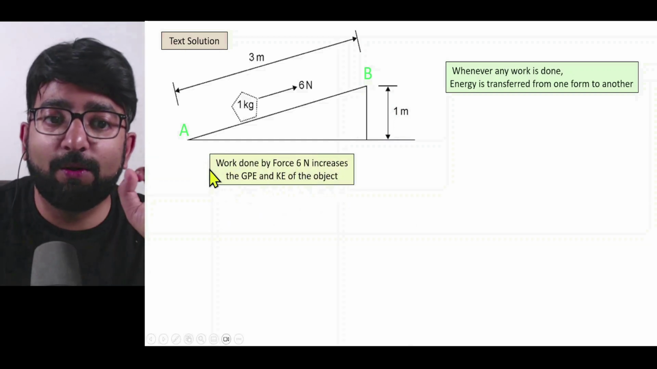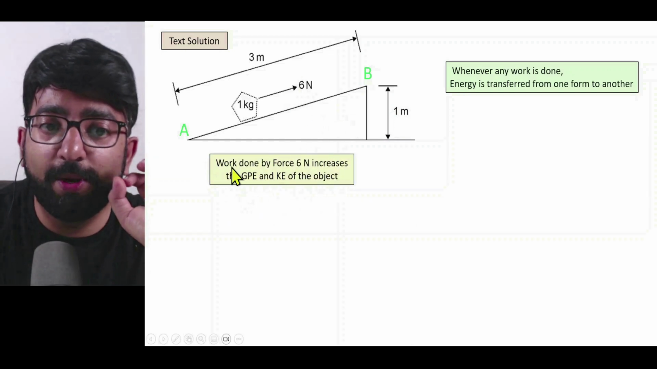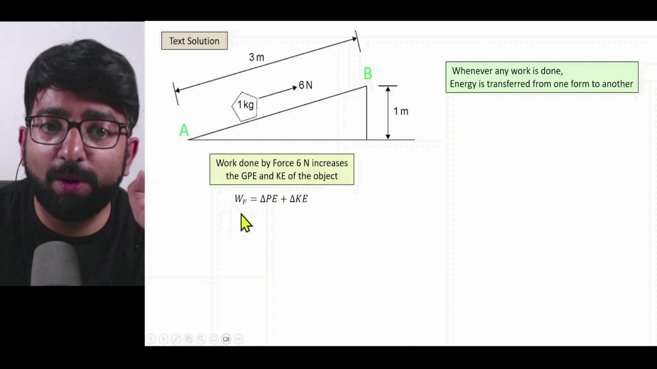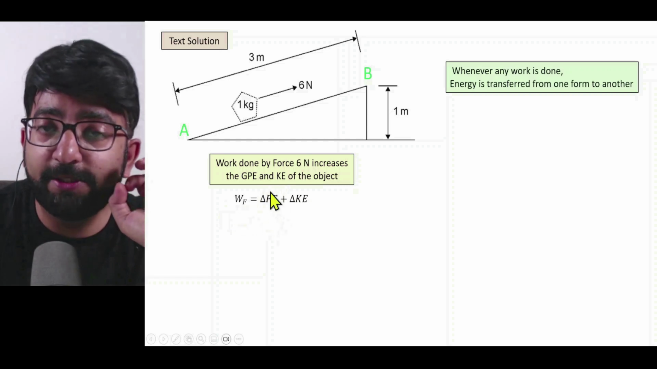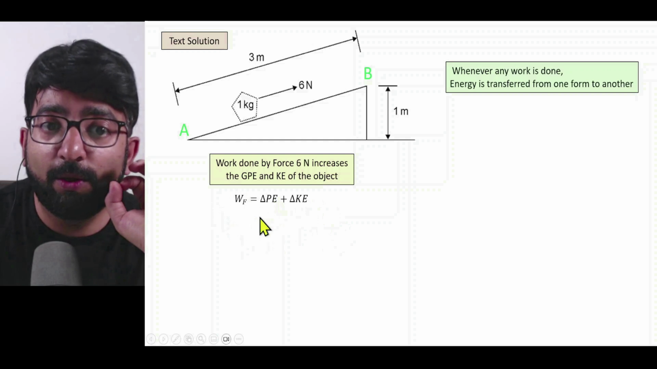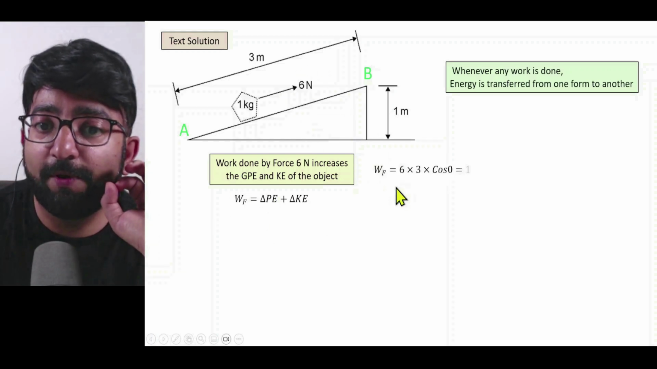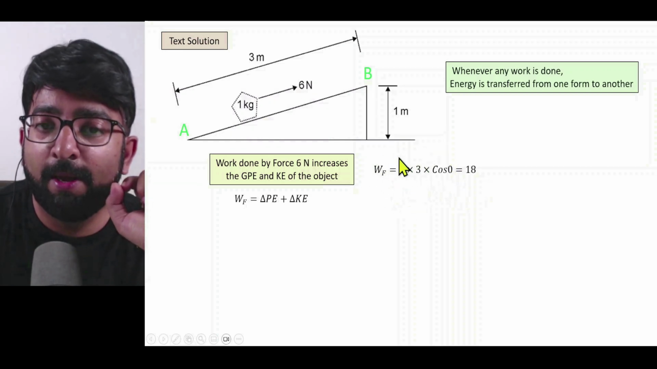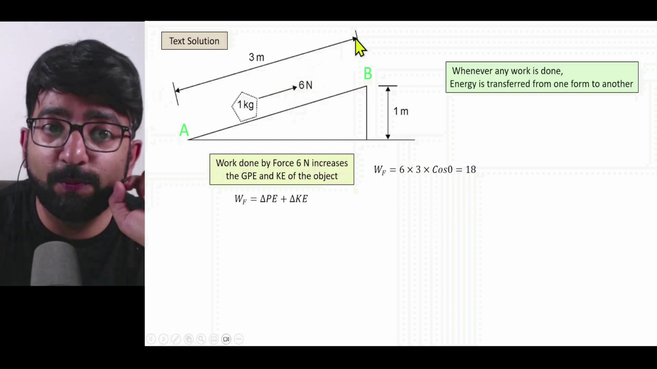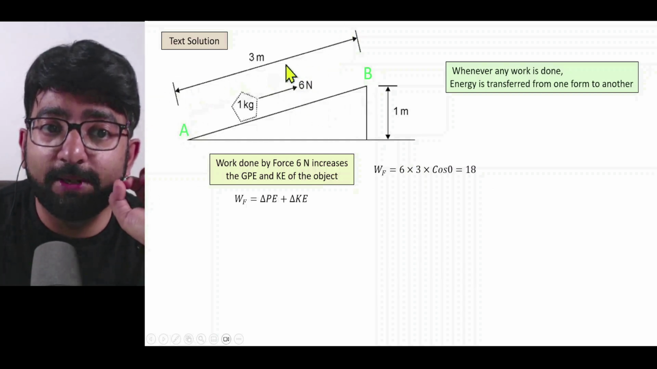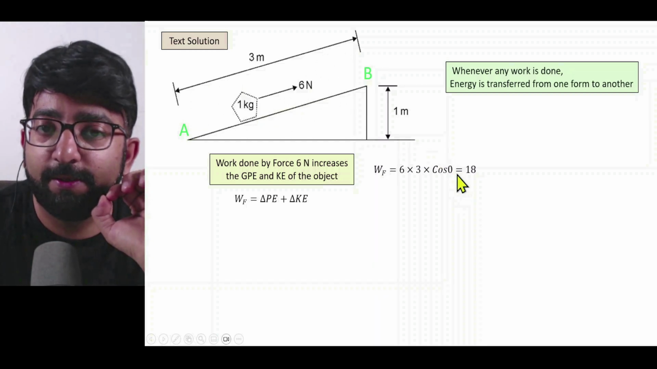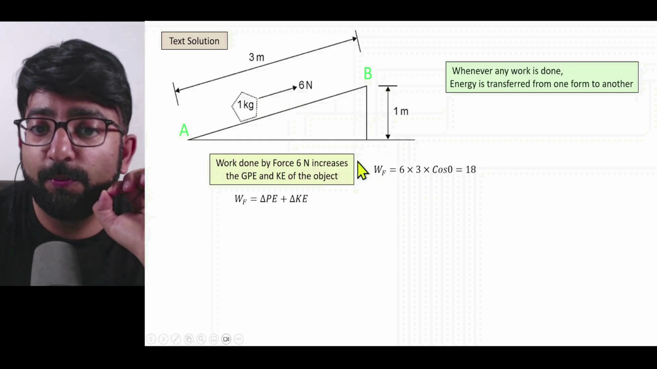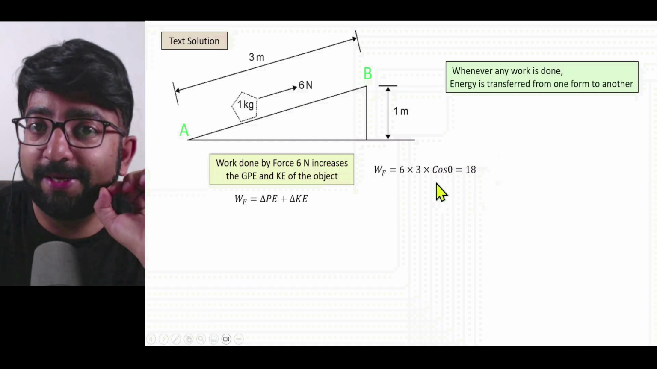So now we can say that work done by this force of 6 newtons is going to increase the GPE and kinetic energy of the object. And the expression becomes: the work done by the force will be equal to the change in potential energy plus the change in kinetic energy. Now the applied force is 6 newtons, so we need to figure out the work done by that force. So we use the basic formula F S cos theta. Magnitude of force is 6 newtons, displacement is 3 meters, and the angle between the displacement and the force is 0 degrees. Because you can see in this image, A to B and the force of 6 newtons are actually parallel to each other, which means the work done by the applied force comes out as 18 joules.